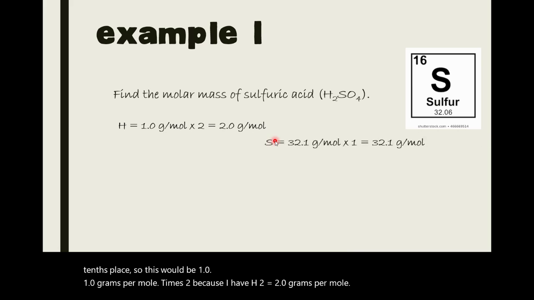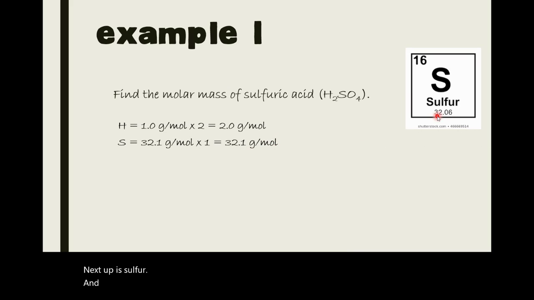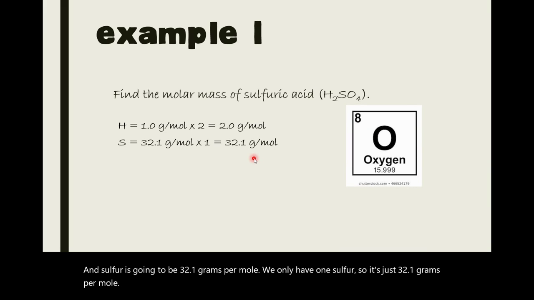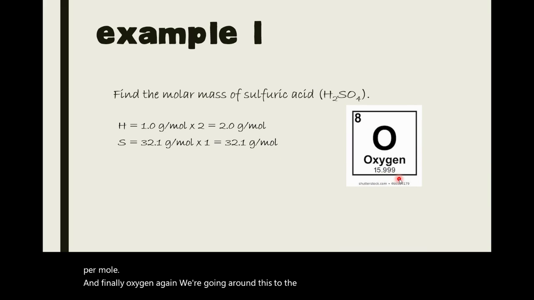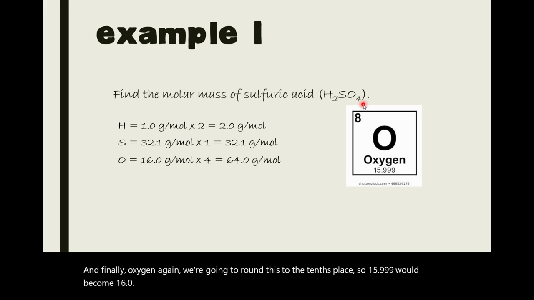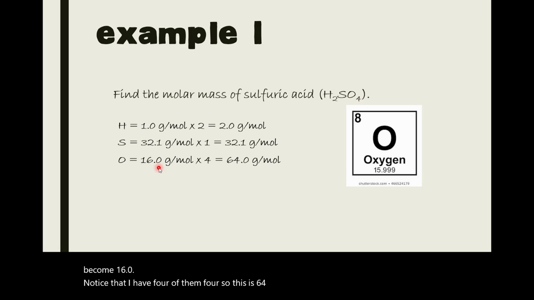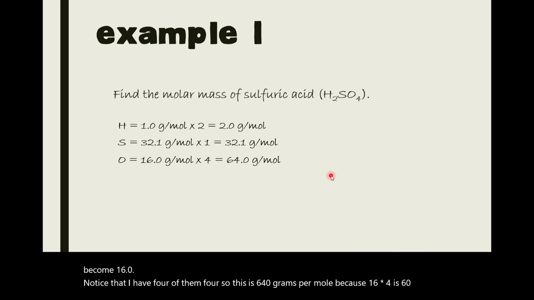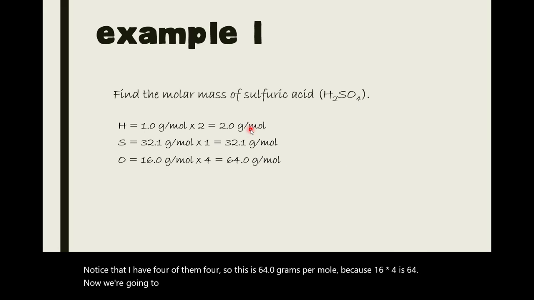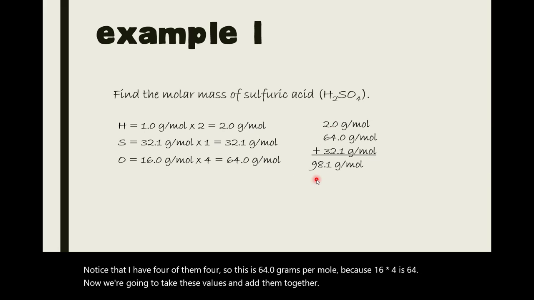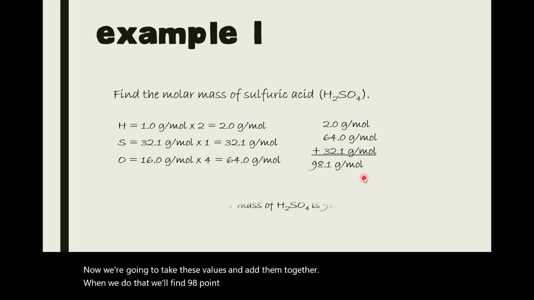Next up is sulfur, and sulfur is going to be 32.1 grams per mole. We only have one sulfur, so it's just 32.1 grams per mole. And finally, oxygen. Again, we're going to round this to the 10th place, so 15.999 would become 16.0. Notice that I have 4 of them, O4, so this is 64.0 grams per mole because 16 times 4 is 64. Now we're going to take these values and add them together. When we do that, we'll find 98.1 grams per mole, which means the molar mass of H2SO4 is 98.1 grams per mole. And don't forget to write your unit.